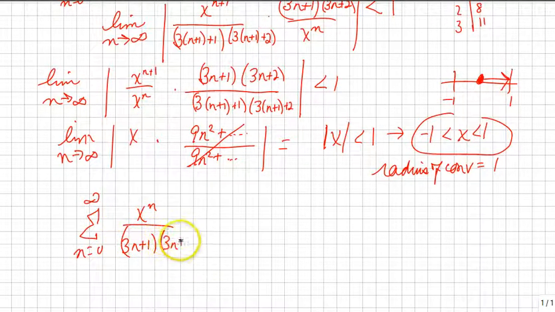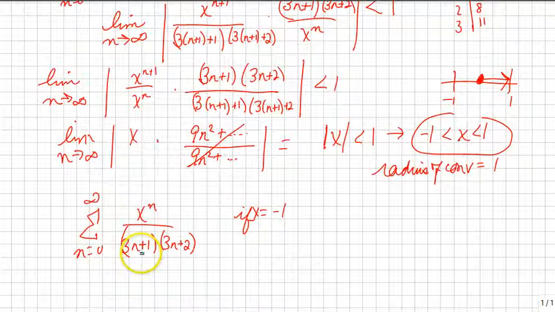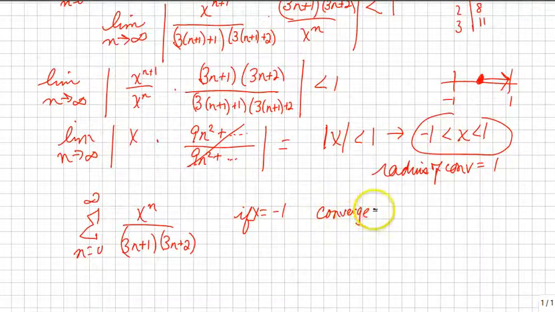And we'll think about this. If x equals negative 1, what happens to this series? Well, if x is negative 1, then it's going to alternate. And also, as you go to infinity, the denominator keeps getting bigger and bigger and bigger, so the terms keep getting smaller and smaller and smaller. So if x equals negative 1, that endpoint, it converges by, I'll just abbreviate, the alternating series test.